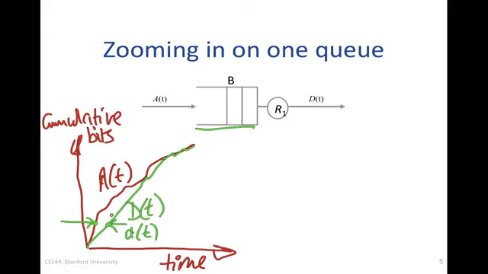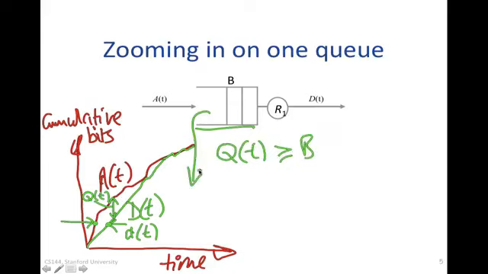And the maximum size of the buffer that we need is the maximum vertical distance between these two lines, because that's the maximum distance between what's arrived and what's departed. So if that vertical distance grows to larger than b, so this here is q of t, the amount that we have in the queue at any one time, if q of t grows to be greater than or equal to b, then we're going to have packets that are going to get dropped onto the floor. How are we going to make sure that this doesn't happen? This is what we're going to look at next.